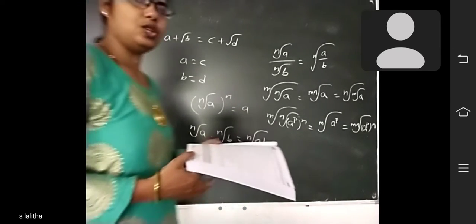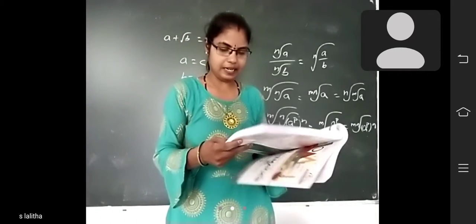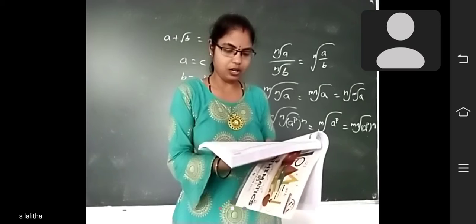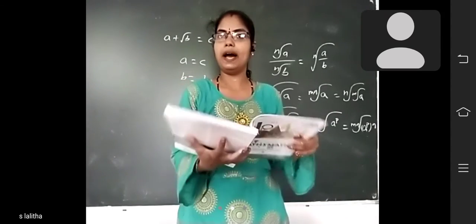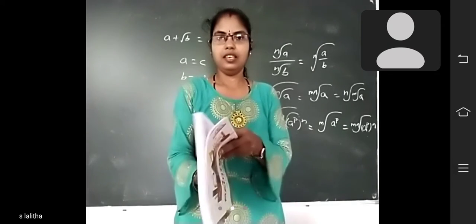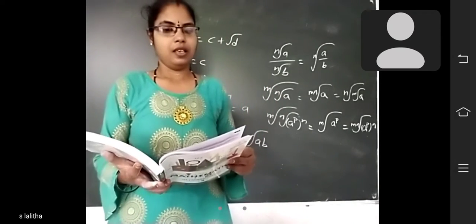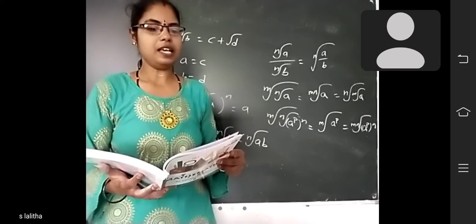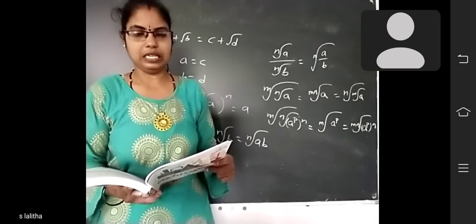Next, see conjugate surds. If the sum and product of two binomial surds is a rational number, then they are called conjugate surds. For example, a plus root b and a minus root b are conjugate binomial surds to each other.